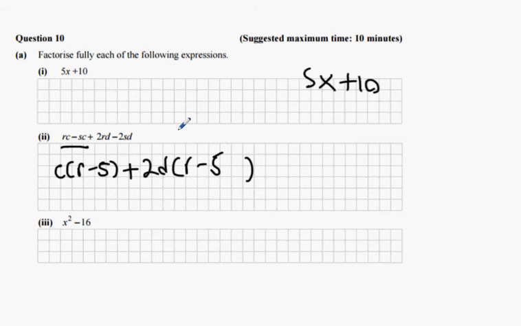Check. R C multiplied by R? RC. C multiplied by S? CS. 2D multiplied by R? 2DR or 2RD. And then finally 2D multiplied by minus S? Minus 2SD. So look, everything's correct so far. Yes, Ryan? I'm going for one more step. I'm getting there. Okay. So, what's next then?